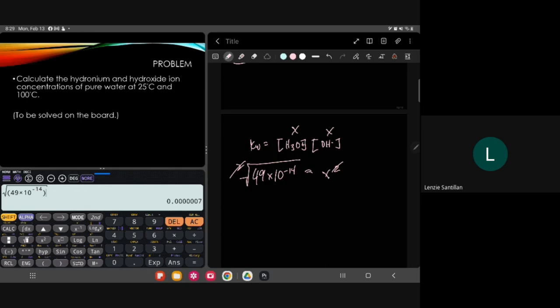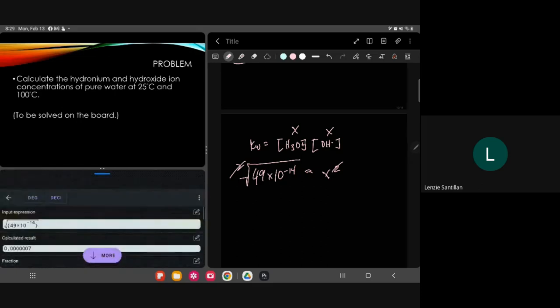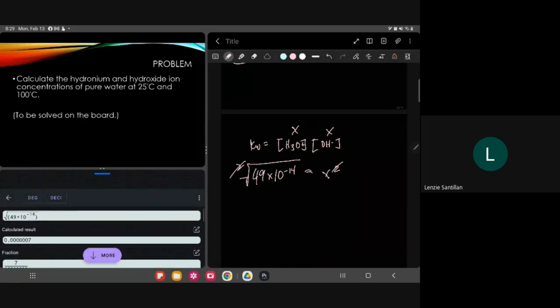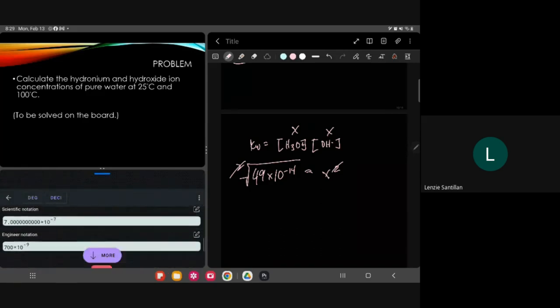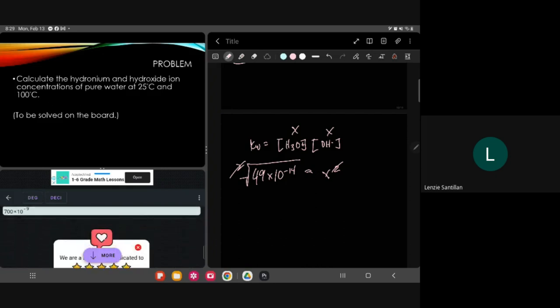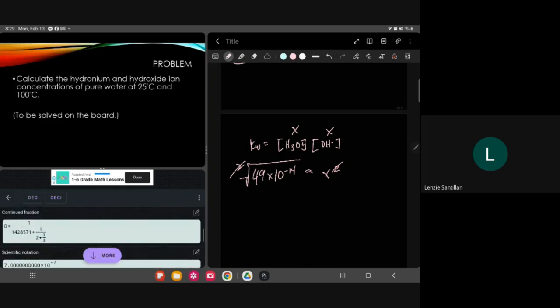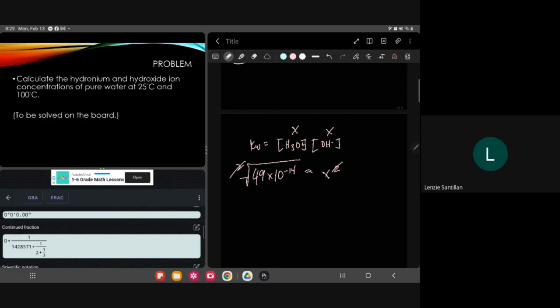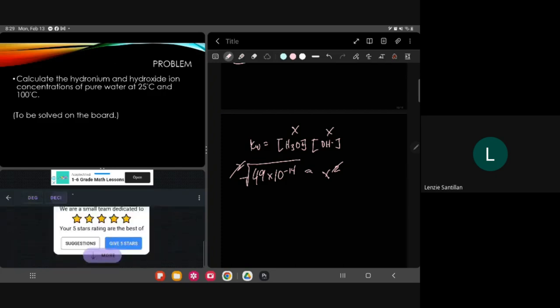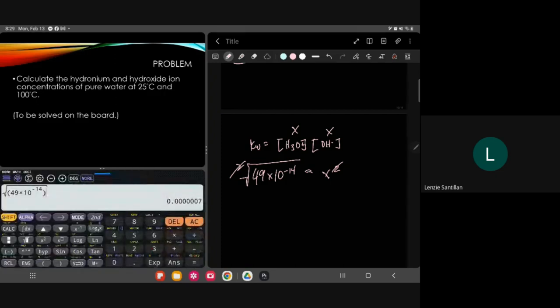Okay, so, sorry guys, hindi na ako scientific, ano. Palitan nyo na lang by default yung calculator, guys. Napapalitan naman siya dito. Anyway. Okay, mamaya ko na lang papalitan.